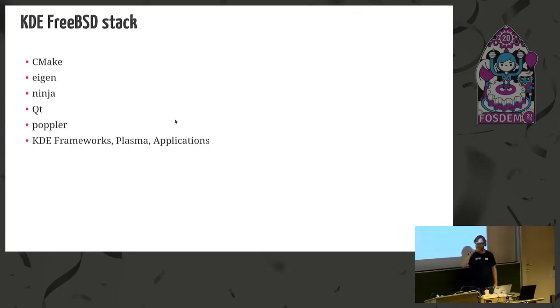We maintain Qt, which is the toolkit upon which KDE is founded. We maintain Poppler together with Desktop, together with GNOME, because Poppler is a PDF viewing library, and that's used both by Evince and Okular, the KDE application. So that's where our shared stack comes in. And of course, we do the actual KDE Frameworks, Plasma, and Applications. Frameworks releases once a month, Plasma every 3 months, and Applications twice a year.